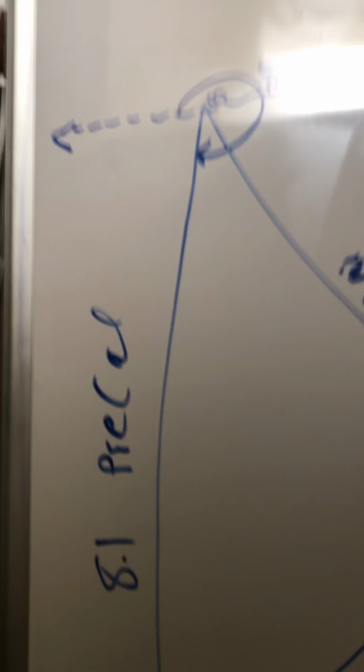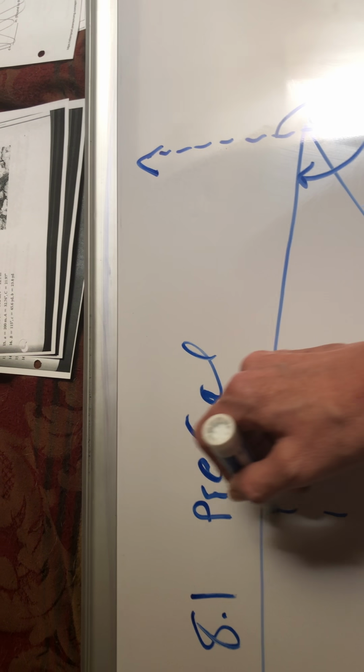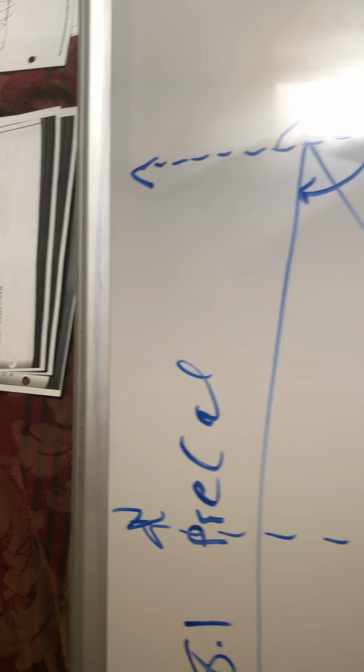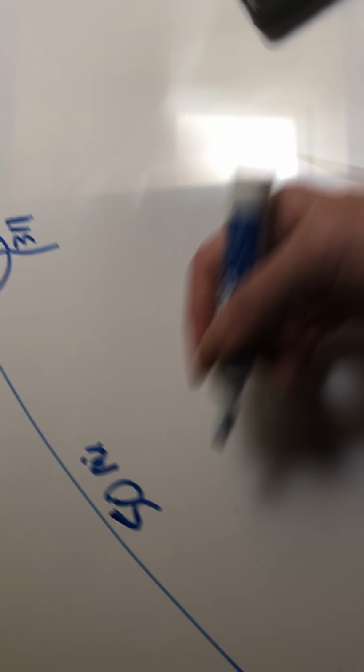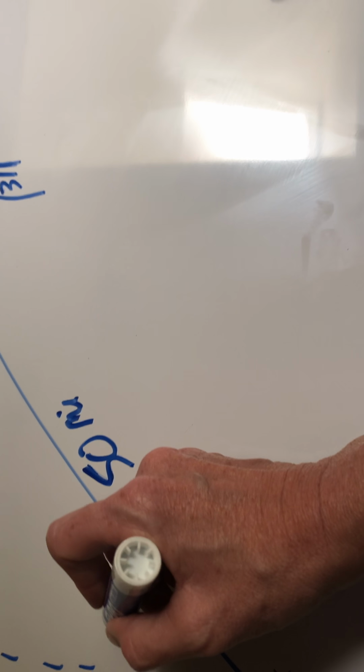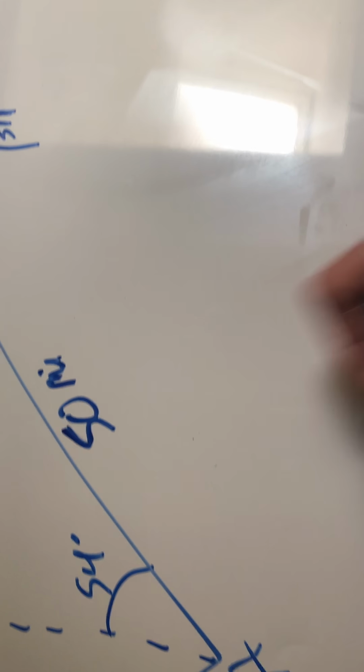Then from A, you've got another due north coming up here. And then let's see, from that due north to this is 54 degrees.